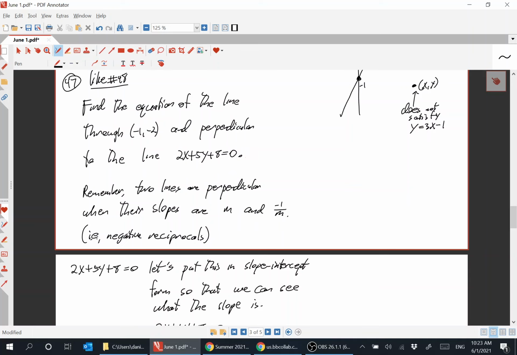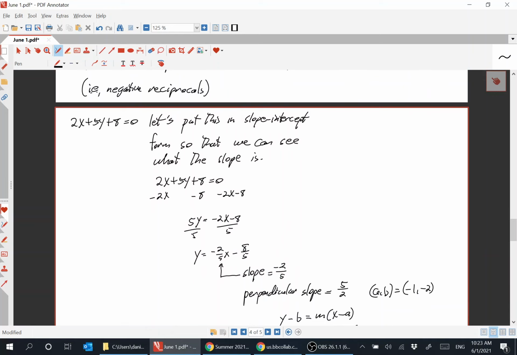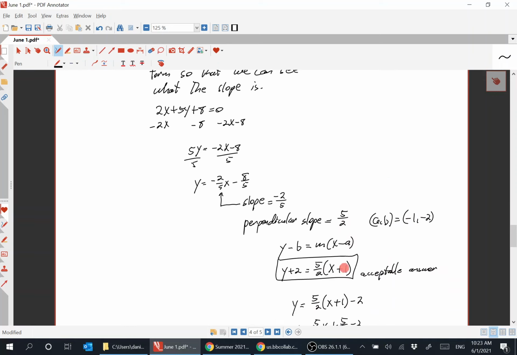So basically first you have to take the equation for that other line and put it into slope-intercept form. Why? So you see the slope. So this one has slope -2/5. What do they want? Parallel or perpendicular? They said perpendicular line. If this one's got slope -2/5, the perpendicular line has slope +5/2, the negative reciprocal. So that's the slope of the perpendicular line. That's the point it goes through. Put it in the point slope form.